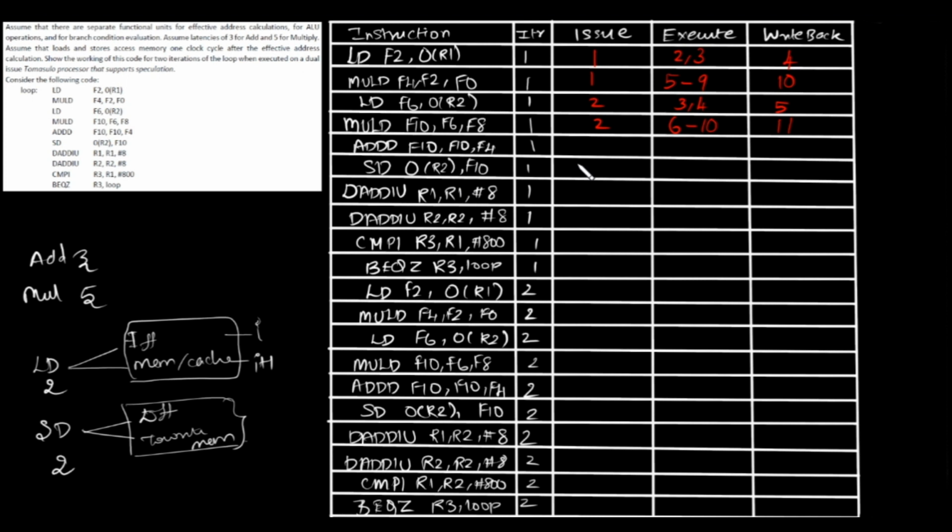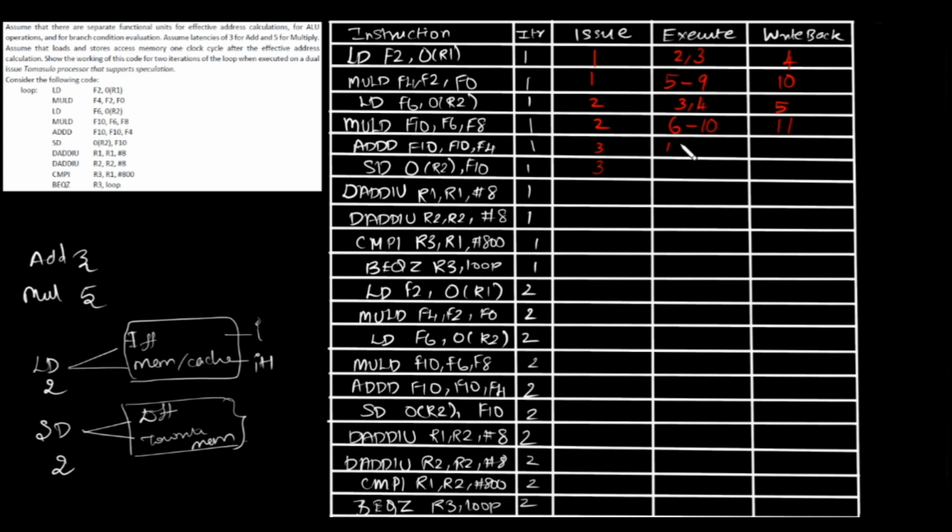Now add and store will be issued simultaneously, and add can start, and now add has F10, which is from the multiplication operation, and F4, which is from another multiplication operation. Say, for example, this is M1, this is M2. It has to wait for both the multiplications to complete for the add to run. So if you see here, this multiplication completes at 10, so we can have F4 at 11, and this multiplication completes at 11, and we can have F10 at 12.